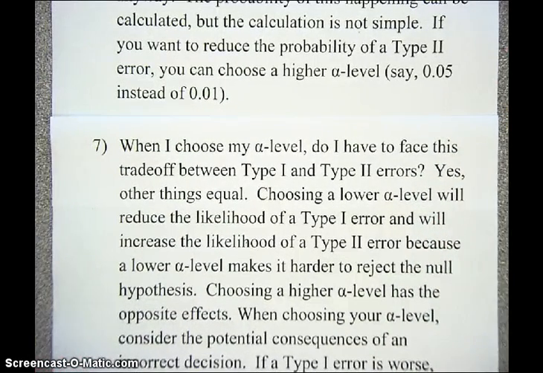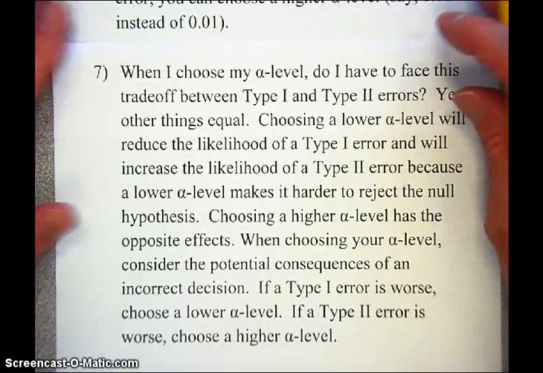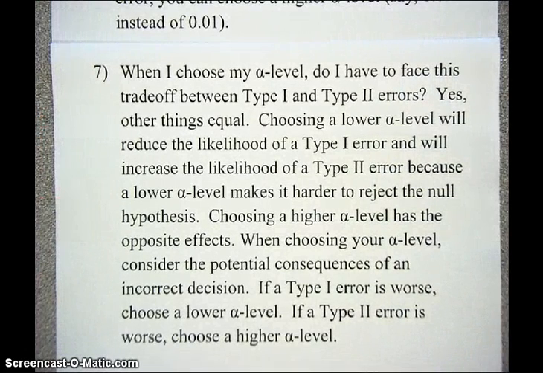When I choose my alpha level, do I have to face this trade-off between type 1 and type 2 errors? And the answer is yes, other things equal, you do. If you choose a lower alpha level, that'll reduce the likelihood of a type 1 error because it'll make it harder for you to reject the null hypothesis. But it's also going to increase the likelihood of a type 2 error because false null hypotheses are not going to get rejected. And so because of that, you reduce the likelihood of a type 1 error, but you increase the likelihood of the type 2 error.